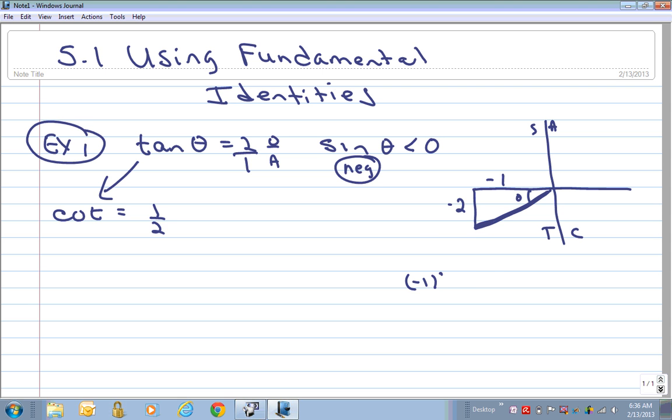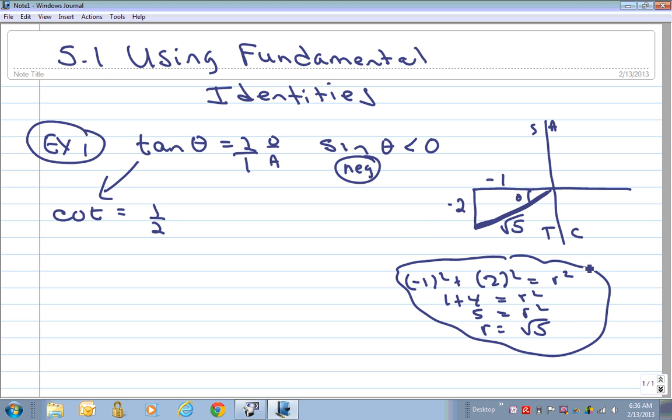So we'd have -1 squared plus -2 squared equals hypotenuse, or we can call it the radius squared. That would be 1 plus 4 equals r squared. That would be 5 equals r squared, and r would be the square root of 5. So the radius is the square root of 5. If you're having trouble with Pythagorean Theorem, and a few of you did on the test before, you do need to make sure that we clear that up as soon as possible.